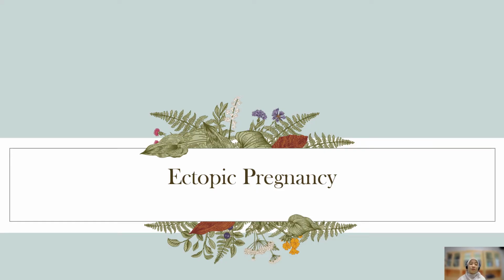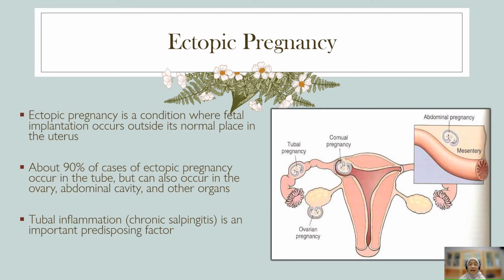Now we move to our third topic, the ectopic pregnancy. Ectopic pregnancy is a condition where fetal implantation occurs outside its normal place in the uterine cavity. About 90% of cases of ectopic pregnancy occur in the tube, but it can also occur in the ovary, in the abdominal cavity, and other organs.